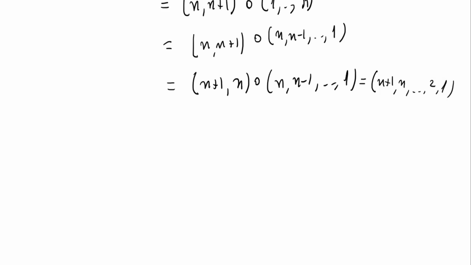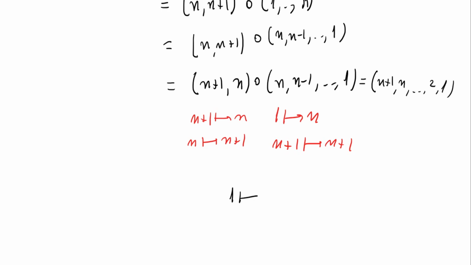Look, on the right element, 1 goes to n, and n+1 goes to n+1. But on the left element, n+1 goes to n, and n goes to n+1. Then the composition is, of course, 1 going to n+1, and n+1 going to n. Okay? And then we finished our proof.